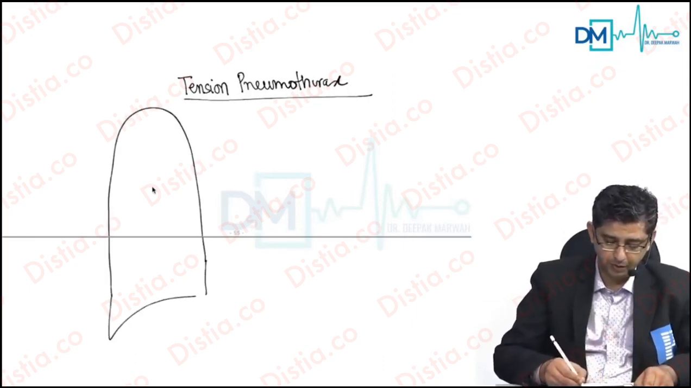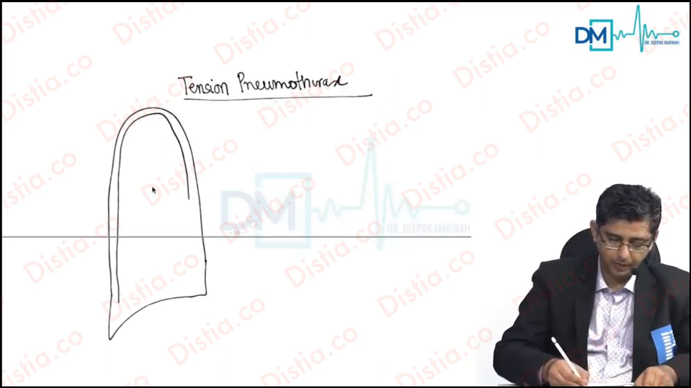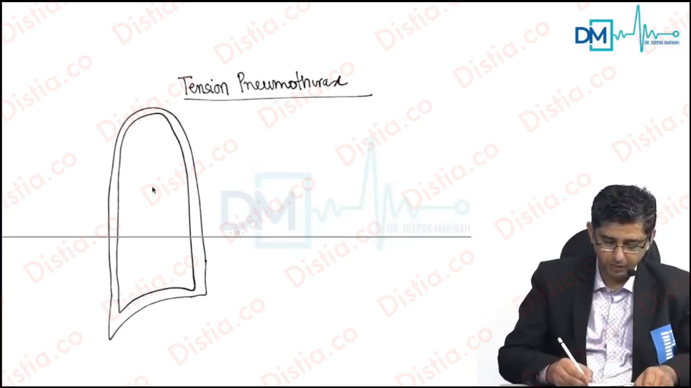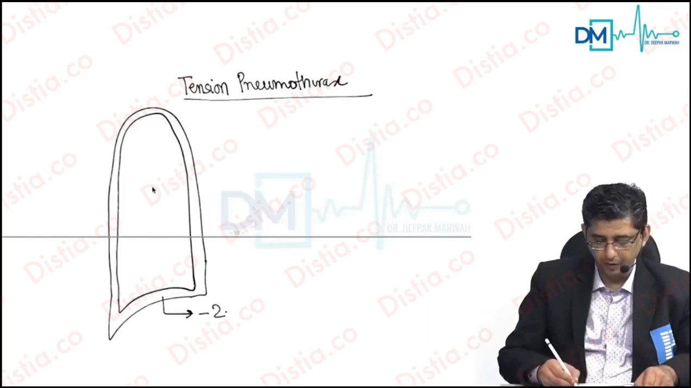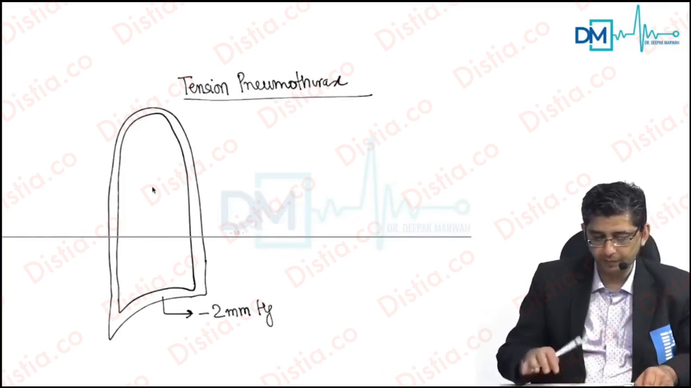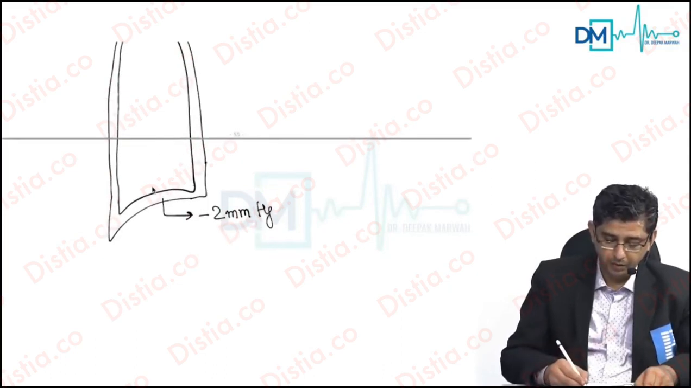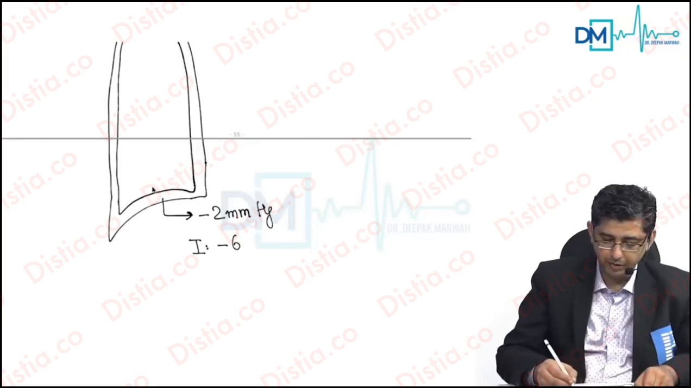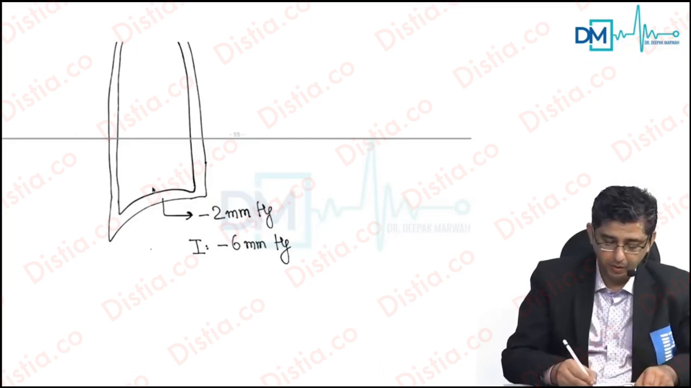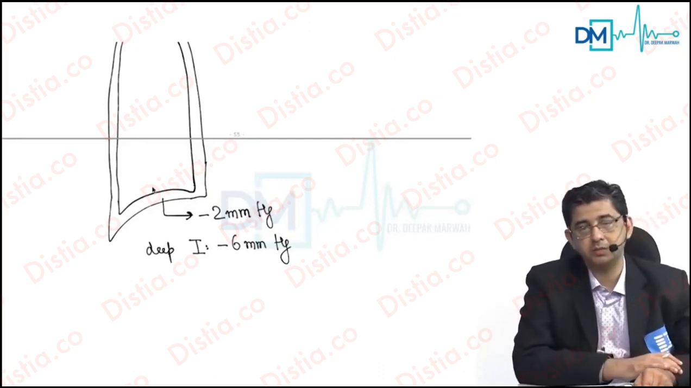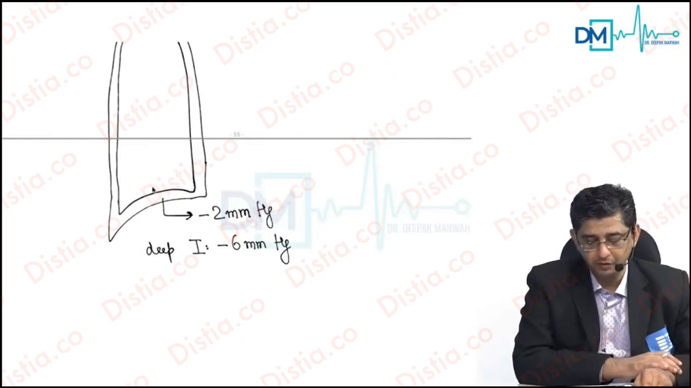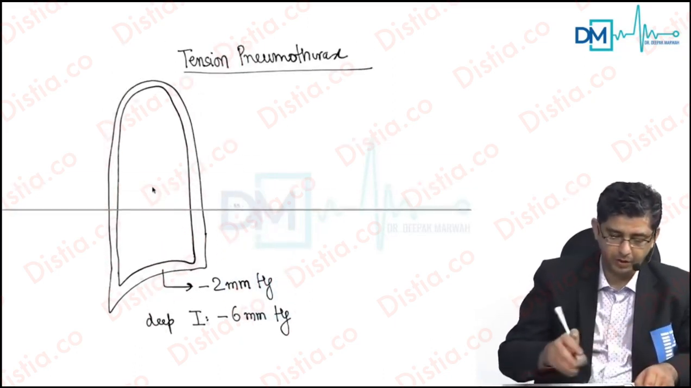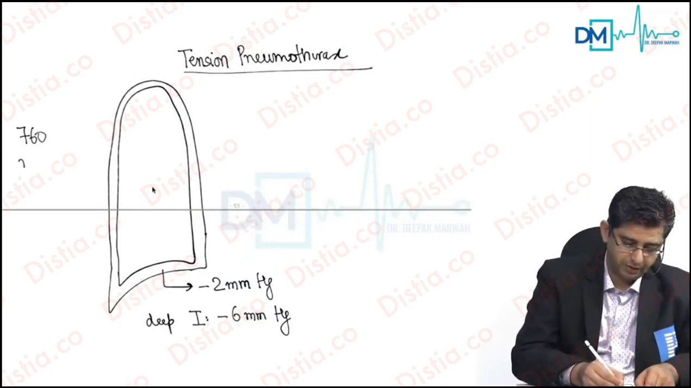This is the representation of the lung and the pleural space. The intrapleural space has a pressure of -2 millimeter of mercury. On taking a deep breath on inspiration, the pressure will become -6 millimeter of mercury. So the normal intrapleural pressure at the end of a routine inspiration is -2 millimeter, but if you take a deep inspiration, it will become -6 millimeter of mercury. So the pressure in the pleural cavity is always negative. The pressure in the atmosphere outside is a positive pressure of 760 millimeter of mercury.